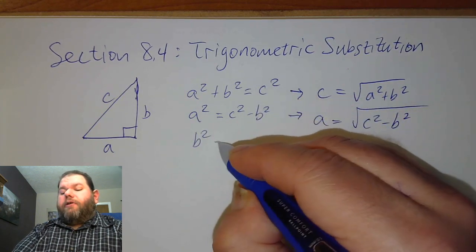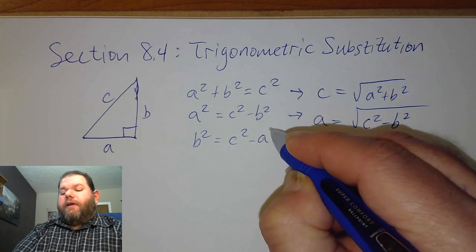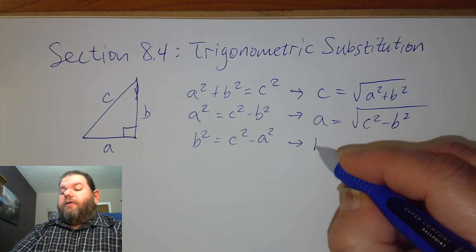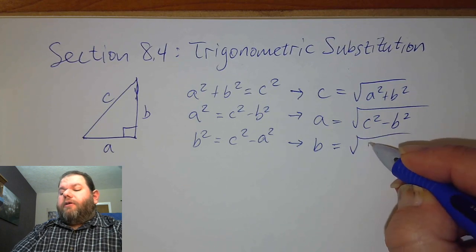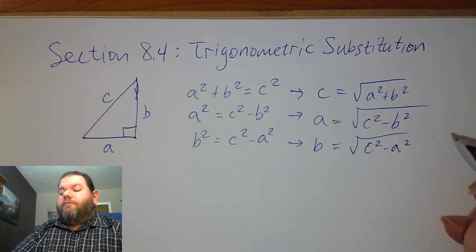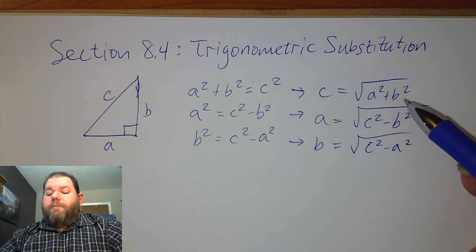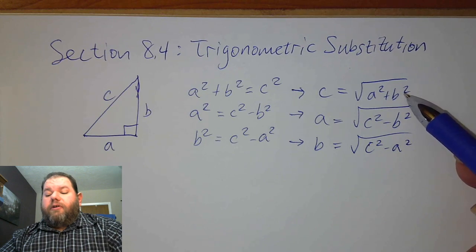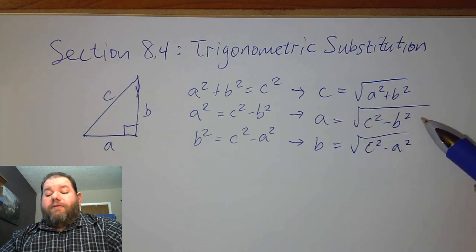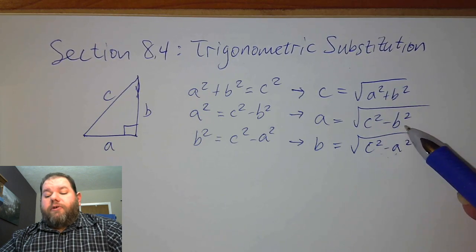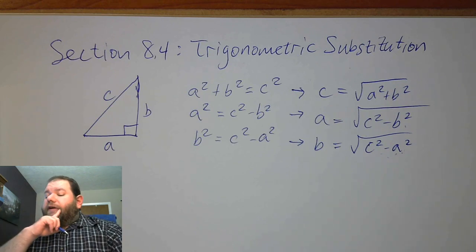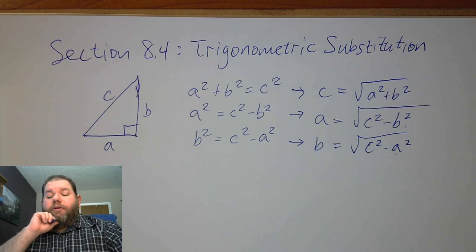Likewise, we could say B squared is equal to C squared minus A squared. So B is the square root of C squared minus A squared. The point being that depending on if we have a sum of squares under a radical or a difference of squares under a radical, whether the squares are added or whether the squares are subtracted, that tells us which side of the triangle we're working with. Okay?